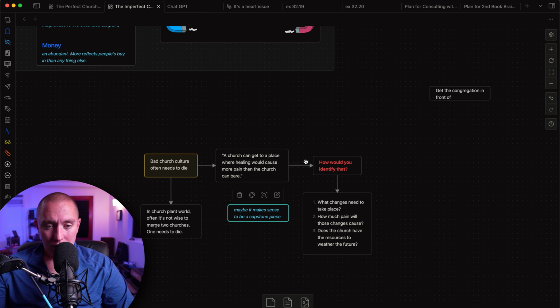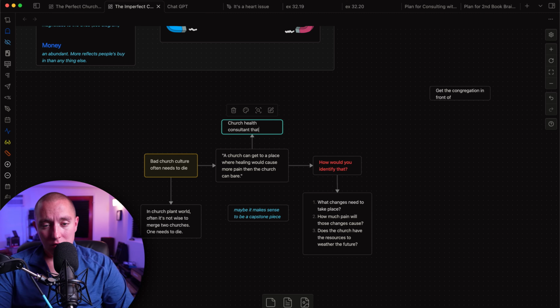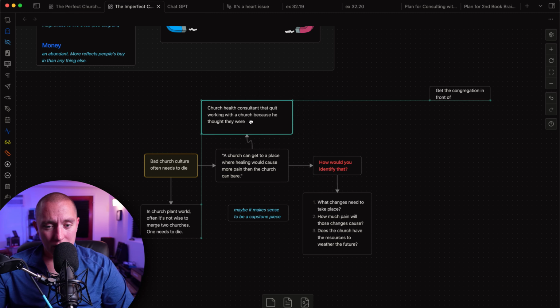I think the thing that jumps into my mind here is I know a story of a church health consultant that quit working with the church because he thought they were unhealable. I don't think that was exactly the right idea. That they were a lost cause would be the right way to say it.